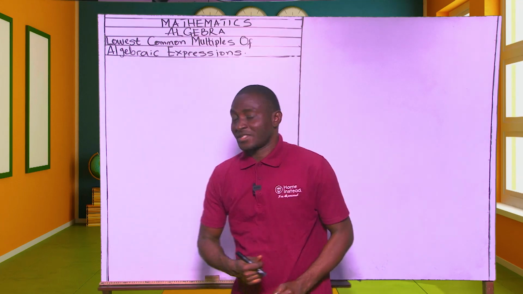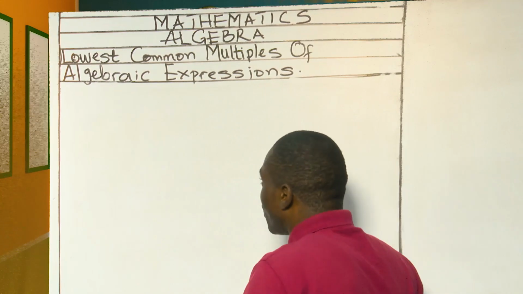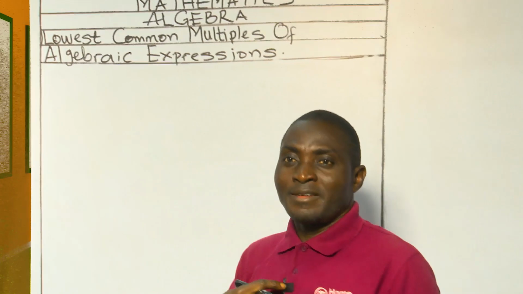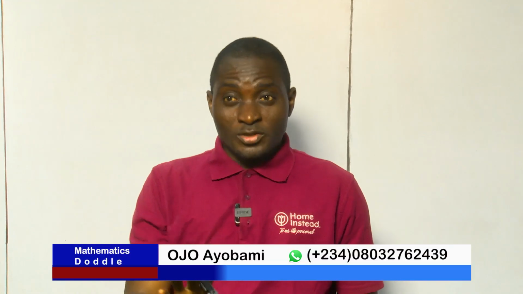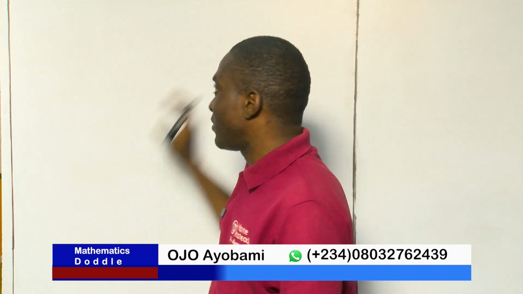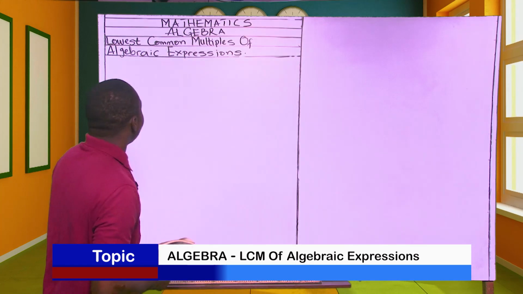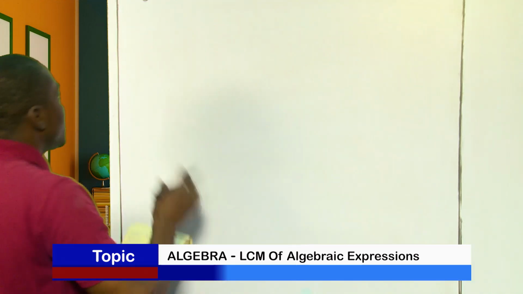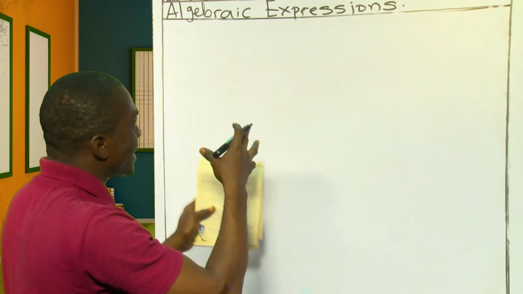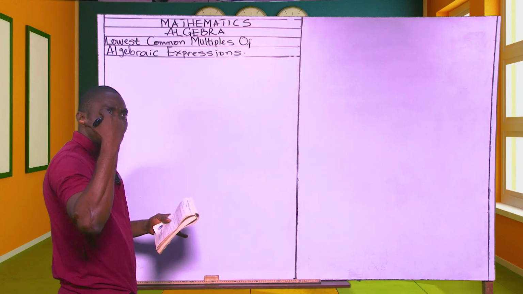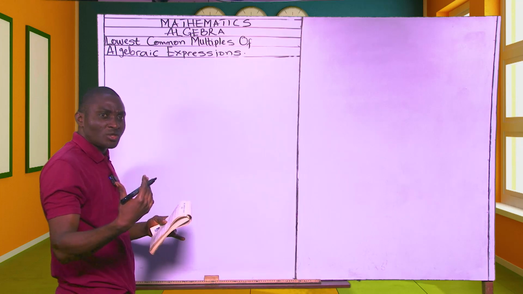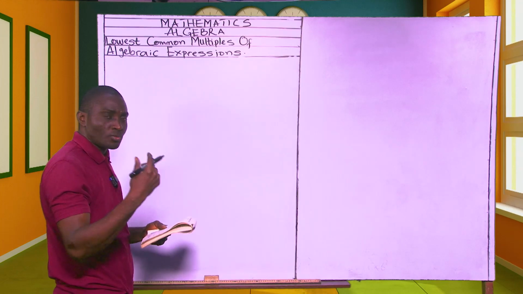Welcome back to the class. At the end of this lesson, I, as your tutor, expect you to be able to find the LCM, that is lowest common multiples, of any given algebraic expression. Now, let's start with various examples. The example I'm about to start with builds on the previous knowledge of lowest common multiple.